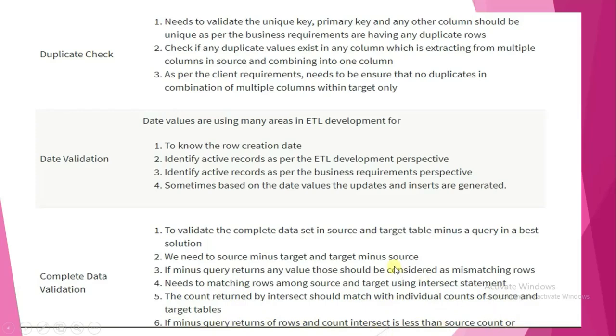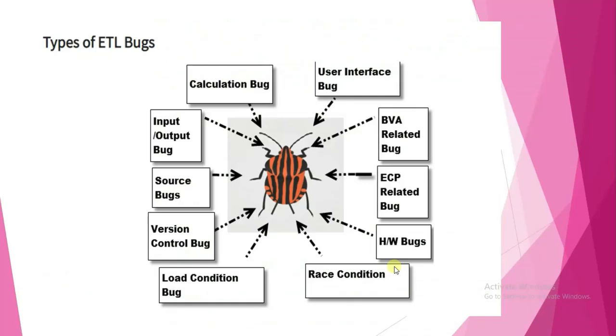So this is the complete data validation check, and here you can see the types of ETL bugs. What types of ETL bugs can we face here? You can observe user interface bug, BVA related bug, that is boundary value analysis bug, ECP related bug, and hardware bug, race condition bug, load condition bug, version control bug, source bugs, input output bugs, and calculation bug. So these are all called the ETL bugs.